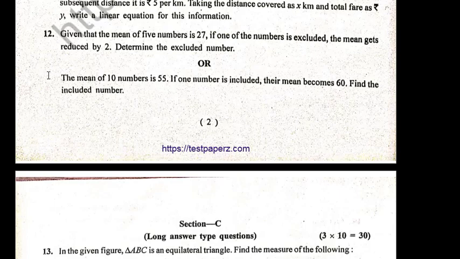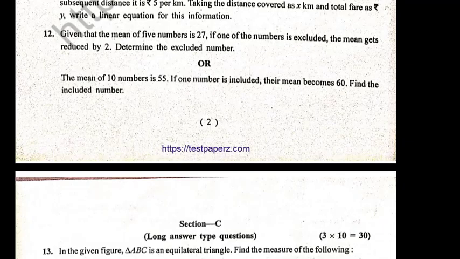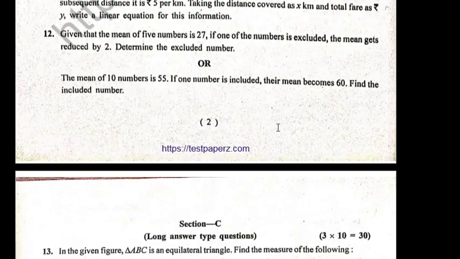Okay, the mean of 5 numbers is 27. If one number is excluded, the mean gets reduced by 2. So here I will say that the mean of 5 numbers is equal to 27.